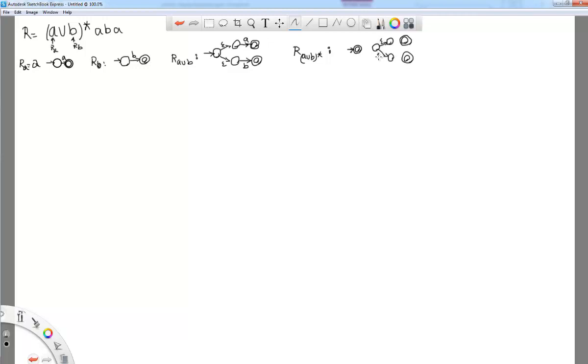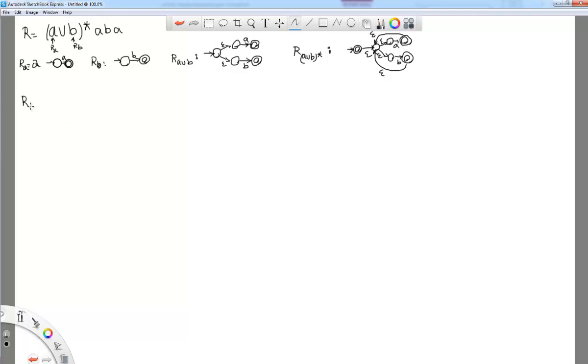These are epsilons. That goes with an A, that goes with a B, and then all of these accept states are going to transition to the previous start state with an epsilon transition. So this will be the automaton that recognizes (A ∪ B)*.